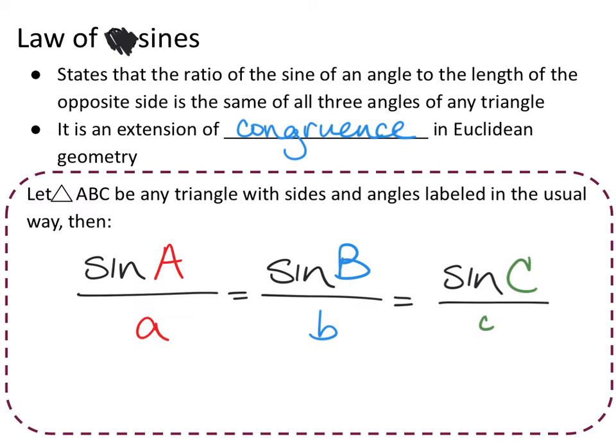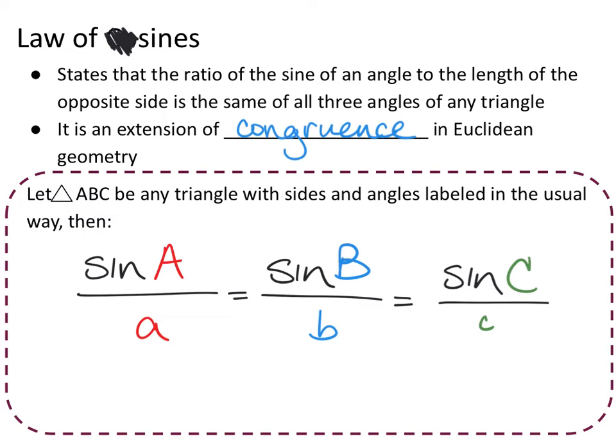So the theorem itself for law of sines is: let triangle ABC be any triangle with sides and angles labeled in the usual way, which we discussed last time. Then we know that these proportions are true. Sine of angle A divided by side length A is equal to sine of angle B over B, which is equal to sine of angle C over side C.